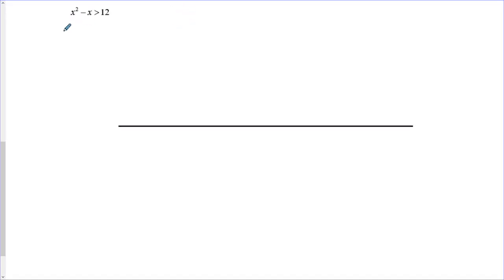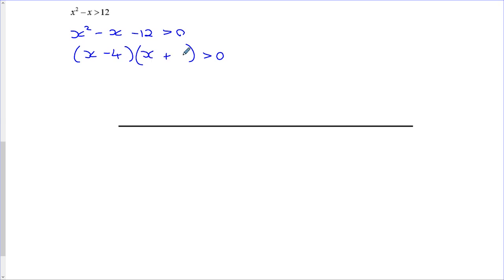Right, so let's tackle this one now. This is actually just a standard core math question, so I'm going to do it very quickly. I'm just going to go x squared minus x minus 12 greater than 0. We've got 0 on the one side. We're going to fully factorize the other side, and we've got x minus 4, x plus 3.